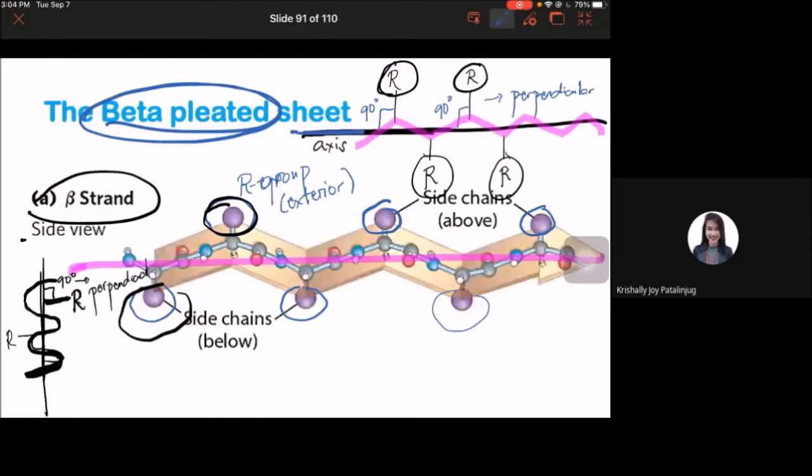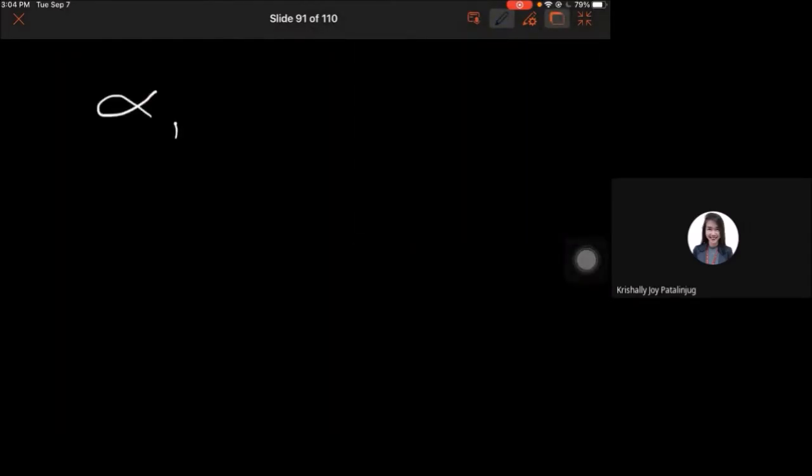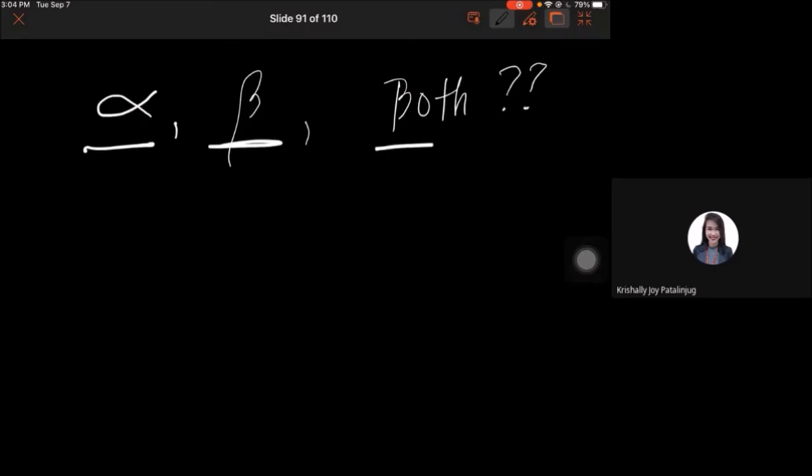Okay? Sige, icebreaker, Q&A. You tell me if it is alpha, if it is beta, or both. Based sa aking discussion. Ito lang yung i-type nyo. Alpha, pwede letter A. Letter B for beta, then whole word na both if applicable siya sa both alpha and beta. Okay? Number 1.